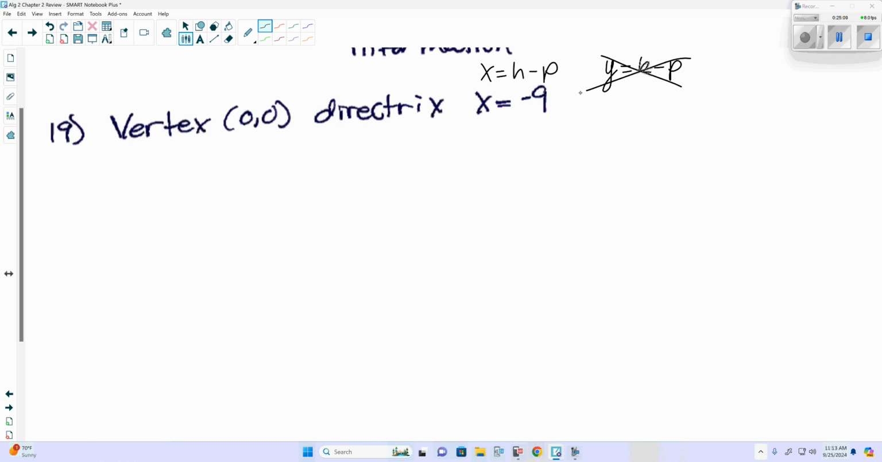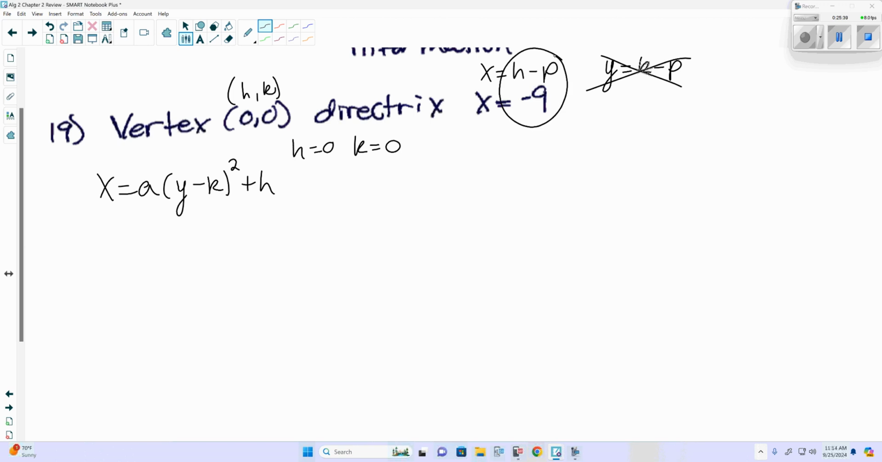Now, since it is X equals H minus P, if we look back at the general form, it's X equals A times Y minus K squared plus H. Again, I'm just matching them up back to the general form. And vertex, we hadn't listed it yet. Since the vertex is 0, 0, the value of H and K are 0 and 0. Now, the only thing we need or have to find left is the value of A. But to find A, we need to find P.